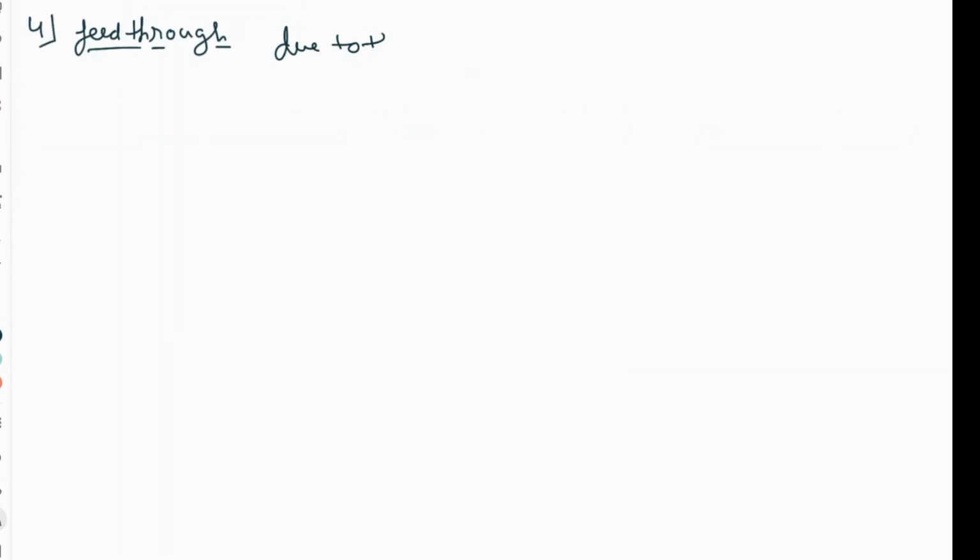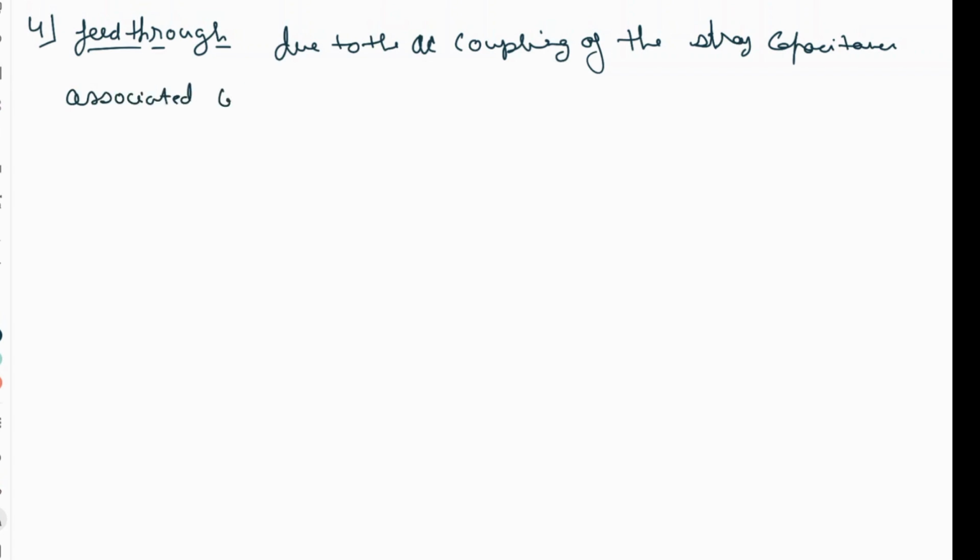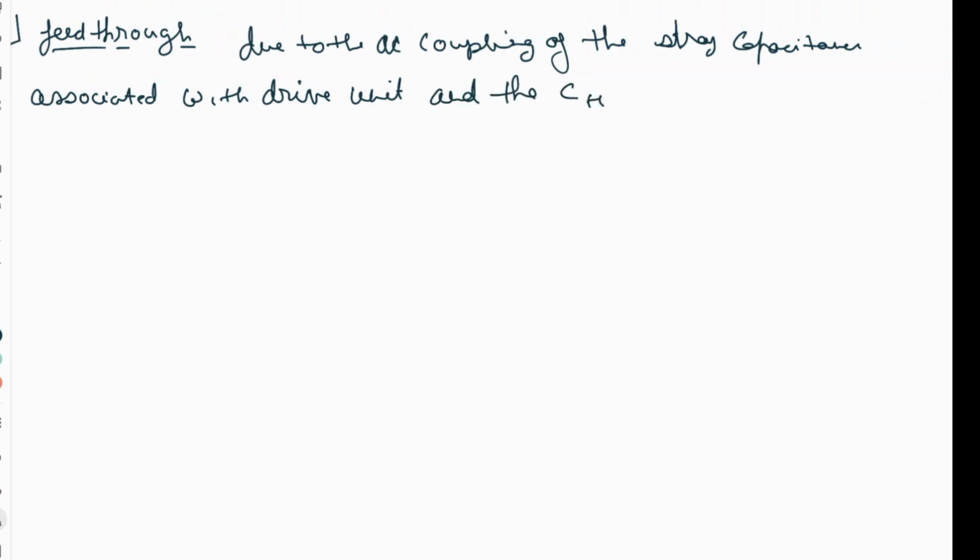The fourth one is feed through. It is due to AC coupling. What happens in hold mode is that because of the stray capacitance across the switch, there is a small amount of AC coupling between output and input. This AC coupling causes the output to vary with the input voltage.